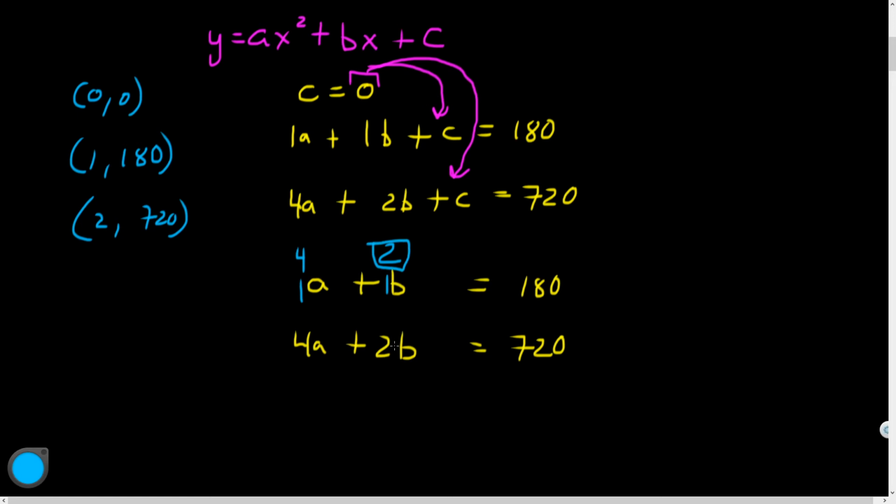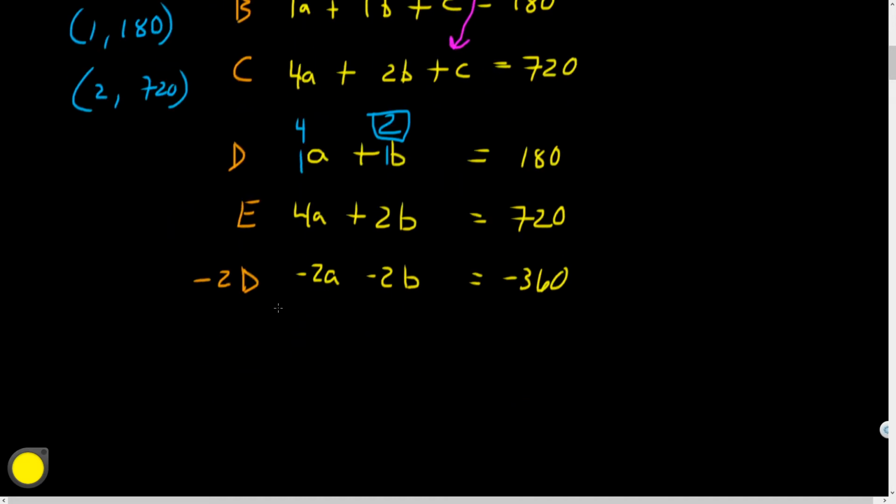I will call this equation A, this was B, this was C, this was D and E. So I'm going to do negative 2D, which gives minus 2a minus 2b equals negative 360. Then I can combine those together, negative 2D plus E, and it's going to eliminate the b's for me. So I'd have 2a equals 360, and then dividing by 2, I get 180.